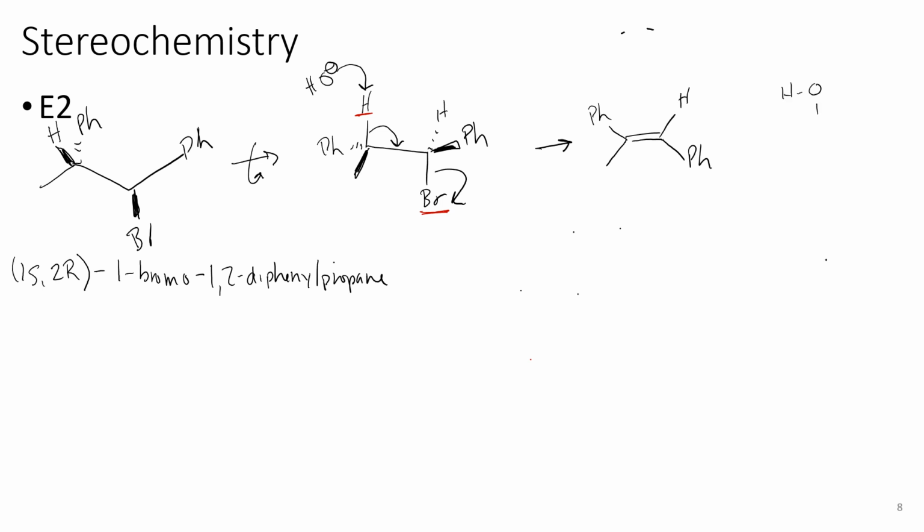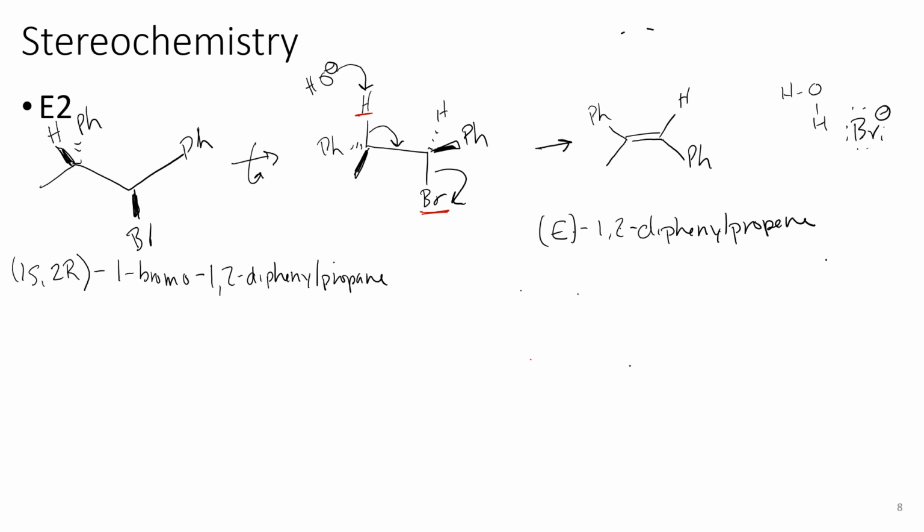I would have then also in this mechanism produced water, and we would have the bromide ion as well. So if we look at naming this relationship, this product has E stereochemistry, so it would be E-1,2-diphenylpropene. And that would be the only product that we would end up making because of the anti-periplanar relationship.